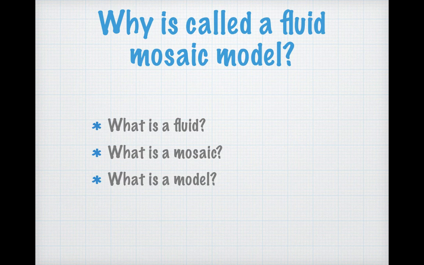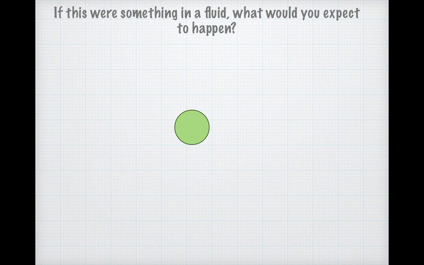Why is it a mosaic? A mosaic is something made up of different parts, and we have four different parts that make up a mosaic: carbohydrates, transport proteins, cholesterols, and phospholipids. And we call it a model because it describes what we know about the cell membrane up to this point.